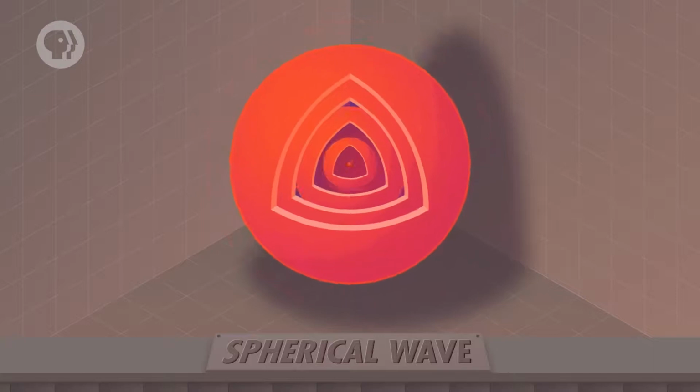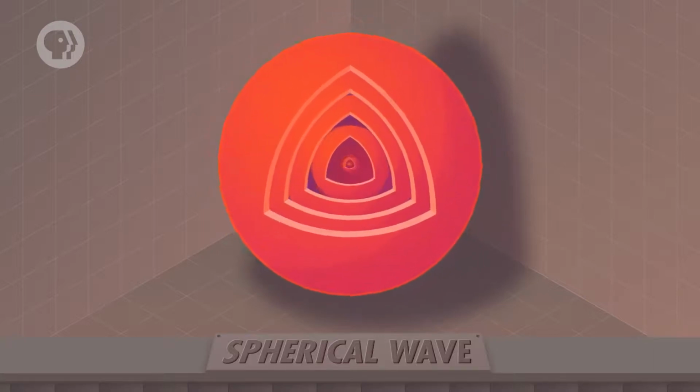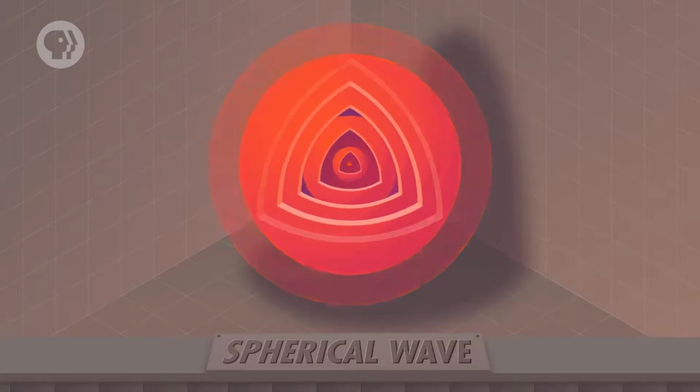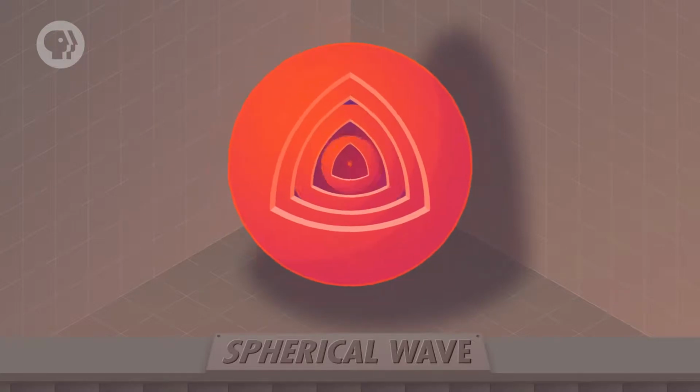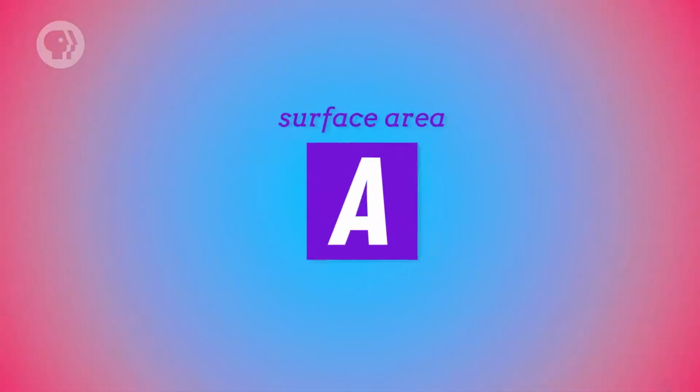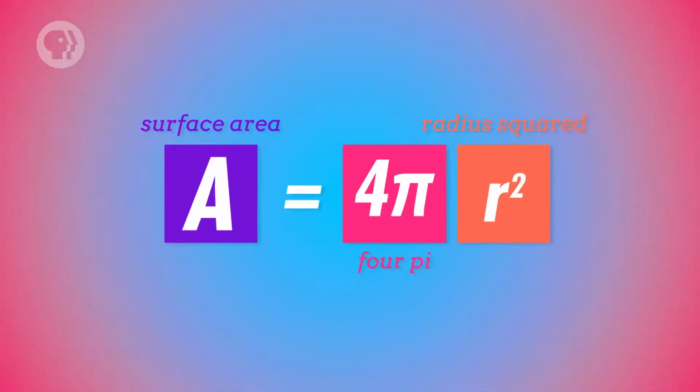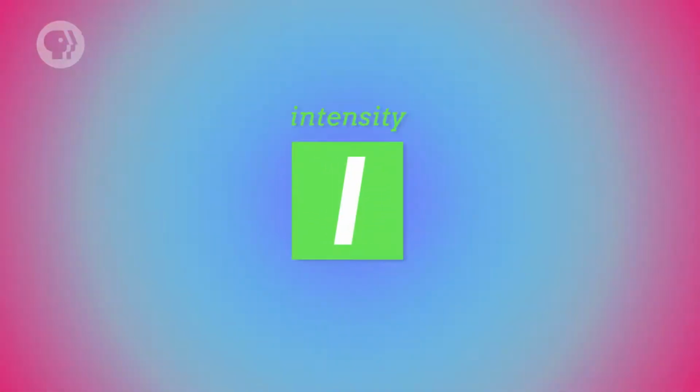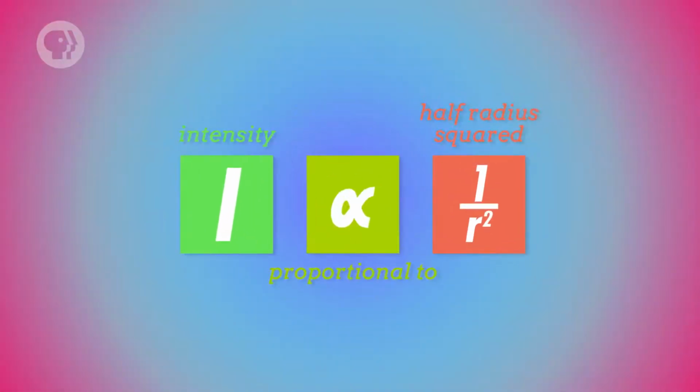But waves also get weaker as they spread out because they're distributed over more area. A spherical wave, for example, one that ripples outwards in all directions, will be spread over the surface area of a sphere that gets bigger and bigger the further the wave travels. The surface area of a sphere is equal to 4 times pi times its radius squared. So as a spherical wave moves further from its source, its intensity will decrease by the square of the distance from it.